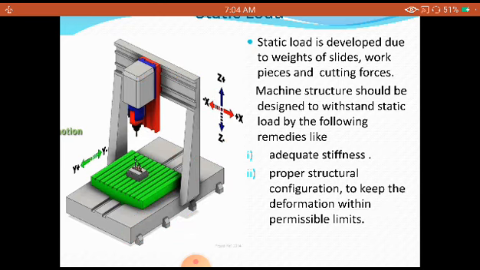Using this configuration, when these movements take place as per the machining operations or programming instructions, the machine structure should be able to sustain the weights of the slides, the workpiece weight, and also the cutting forces which arise when a particular operation is being carried out. That is the development of the static load.